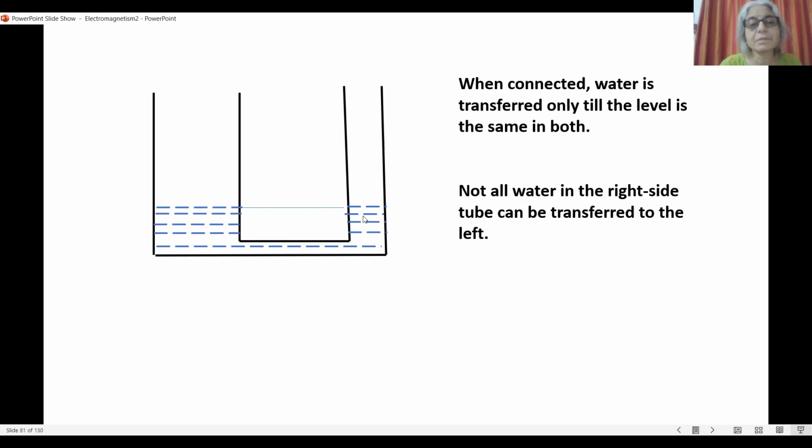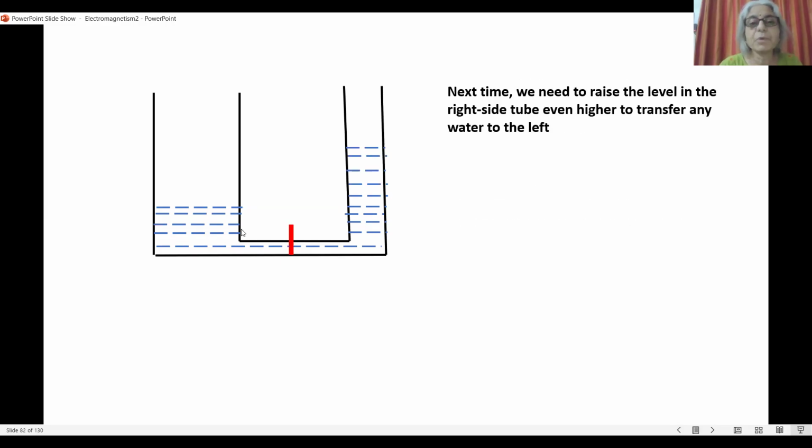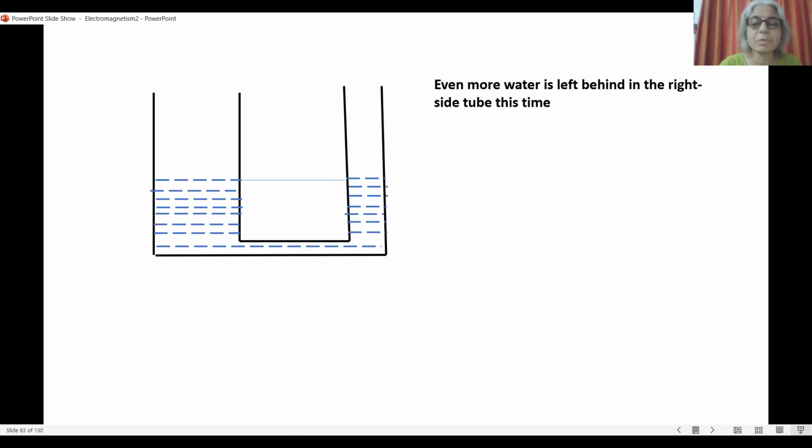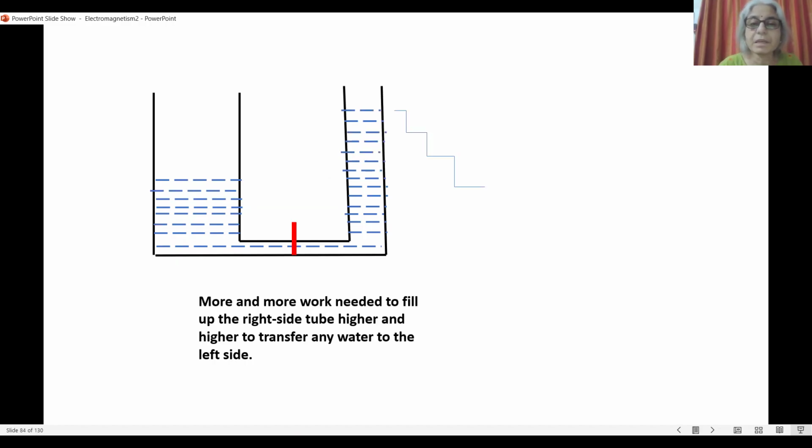Now, if I want to transfer any more water from the right column to the left column, then I have to pour in more water in the right column. So the height increases, and then I remove the block and open the connection. Again, some water will move to the left column only until the levels become equal. Like this, as we keep transferring more and more water, we have to do a lot of work. You can imagine climbing a staircase all the way and then pouring the water there, and then some water will be transferred to the left side column.